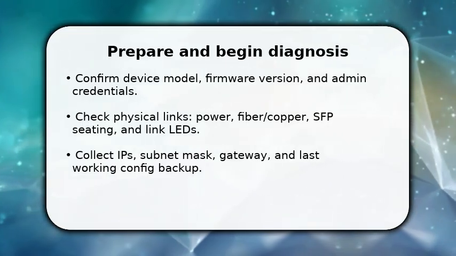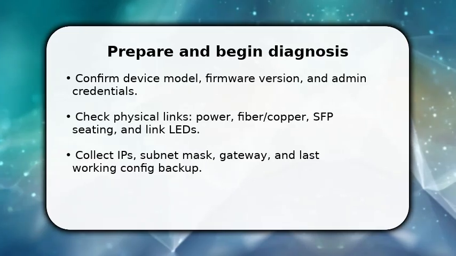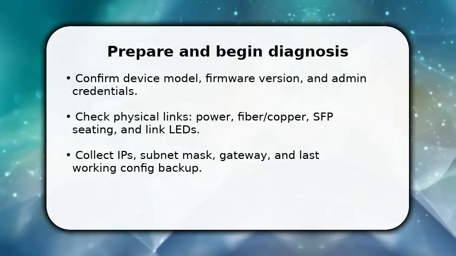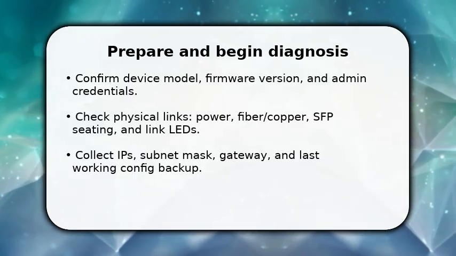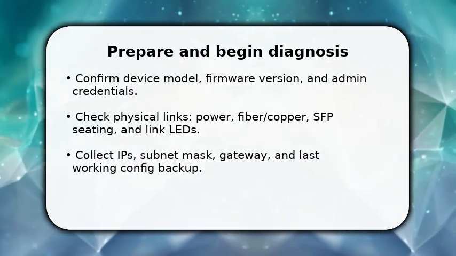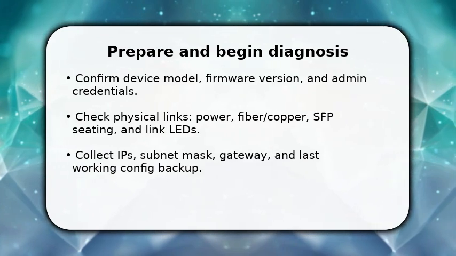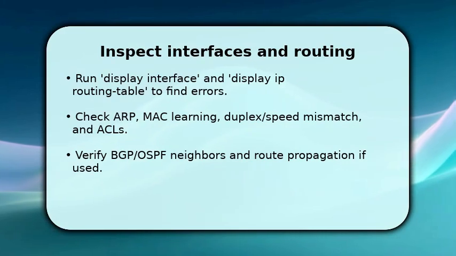Once done, log into the CLI or Web GUI and note interface IPs, mask, and gateway. This information guides the next steps and prevents configuration drift while you perform targeted checks and apply fixes. You now move to systematic checks.